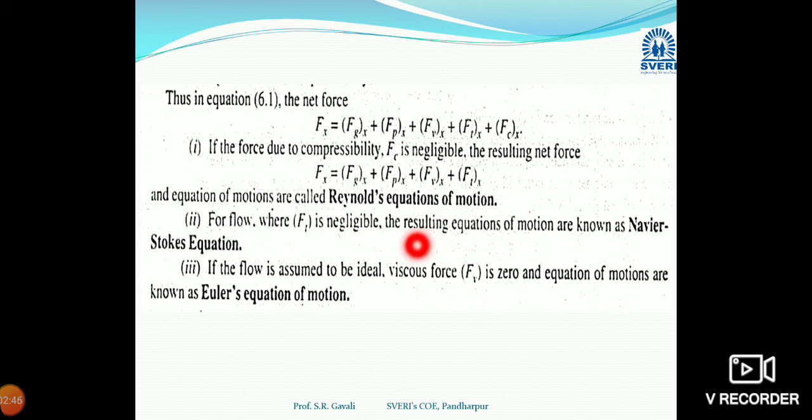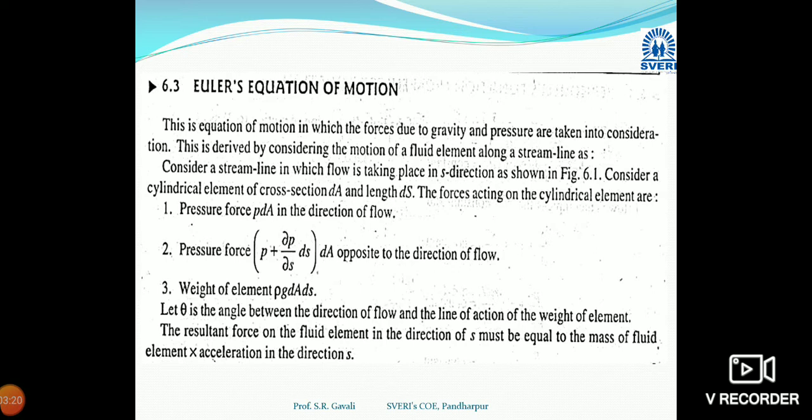If we neglect the turbulence force, then the equation we get, Fx is equal to Fg plus Fp plus Fv in the x direction, is called the Navier-Stokes equation. And if we again neglect the viscosity force, then Fx is equal to Fg plus Fp, which is called Euler's equation of motion. So in Euler's equation of motion, we are only considering two forces, pressure force and gravity force. Now we'll derive Euler's equation of motion.